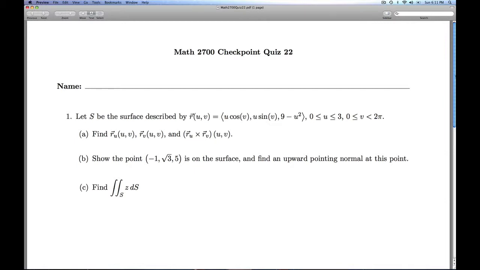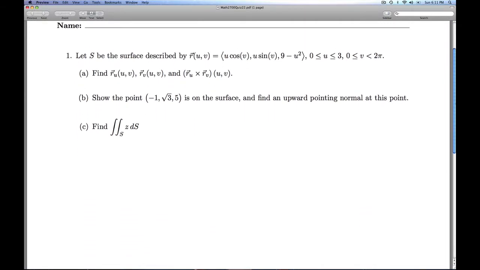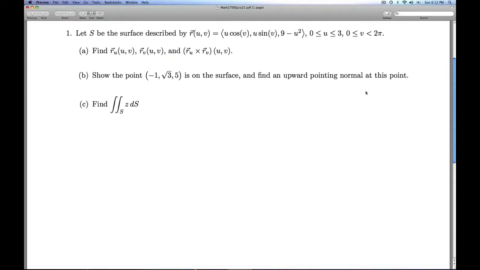Hi folks, this is Calc 3 Quiz 22. We're given a surface S parameterized as follows. We're asked to, in part A, find the partial derivatives and the cross product.